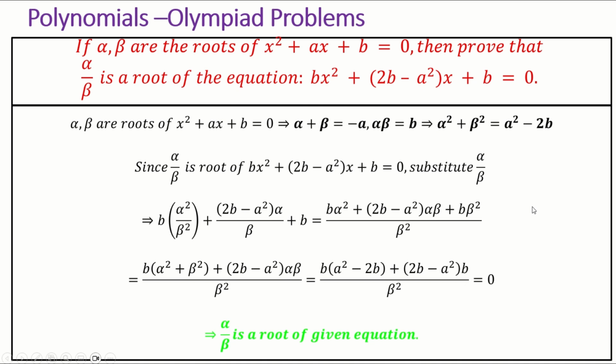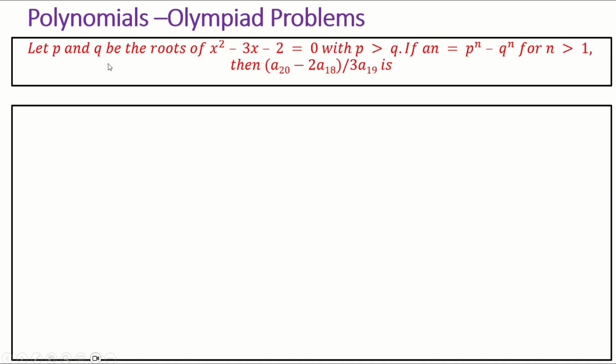Next, let P and Q be the roots of x square minus 3x minus 2 equal to 0, with P greater than Q. If a subscript n equals P to the power of n minus Q to the power of n for n greater than 1, then what is a20 minus 2a18 divided by 3a19? The problem looks complex, but this is very easy.